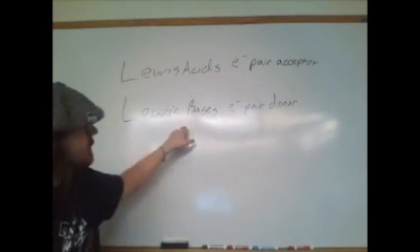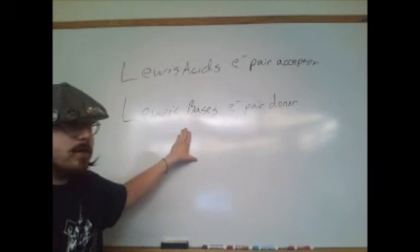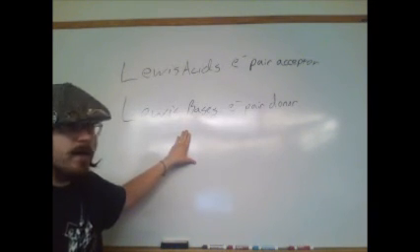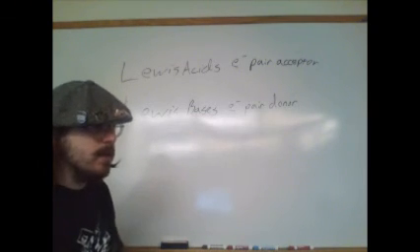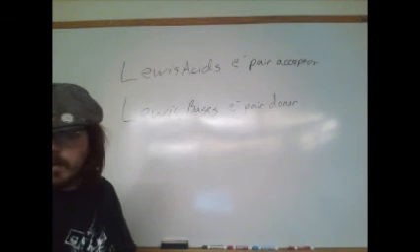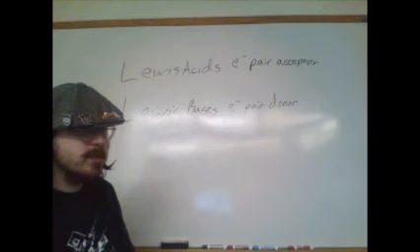A Lewis base is an electron pair donor. Anything with an electron pair that is not currently engaged in a sigma bond can be a Lewis base. So OH minus with its negative lone pair is a Lewis base. But we're going to see a lot of other things being Lewis bases that aren't just OH.